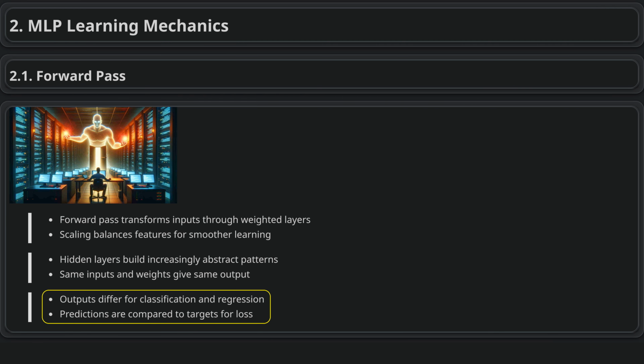At the end of a forward pass, the model produces an output suited to the task. In classification, it gives class scores or probabilities used to choose a category, while in regression, it gives a continuous value. This prediction is compared with the correct answer to calculate loss, which guides weight updates during training.